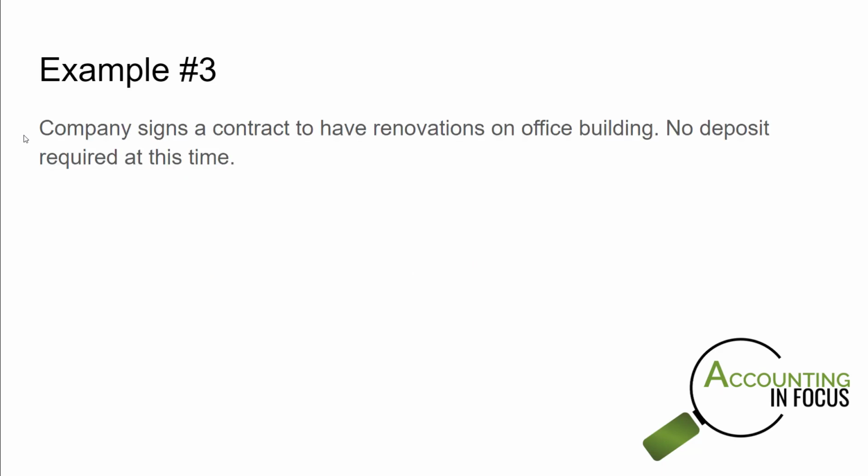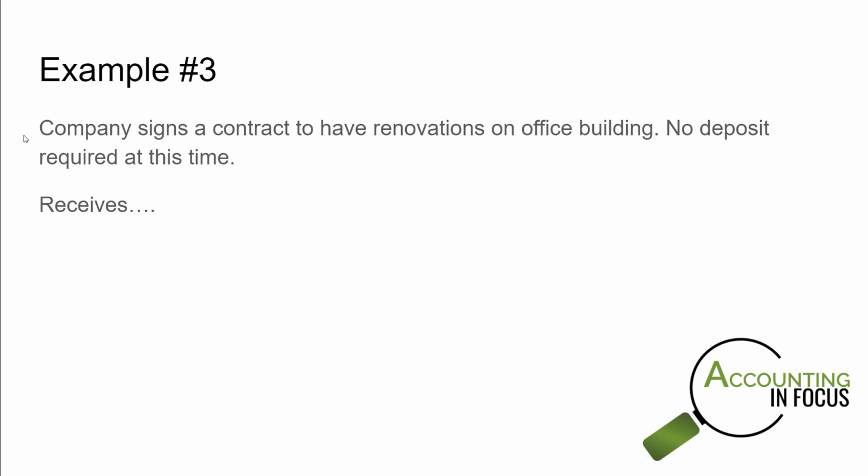Okay, let's look at number 3. So for number 3, the company signs a contract to have renovations on an office building. No deposit is required at this time. Okay, so what is the company receiving? All right, well, they signed a contract, right? Okay, but signing a contract doesn't create an exchange, right? So basically, they may have an obligation to us to do the work, but we didn't pay them anything, so there's no value on that, right?